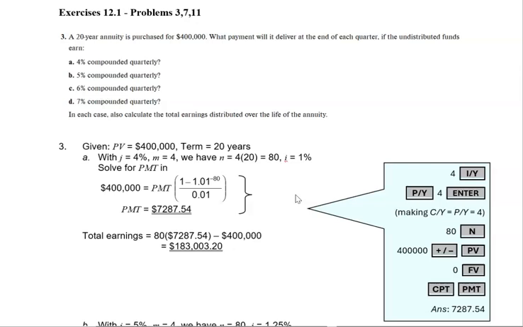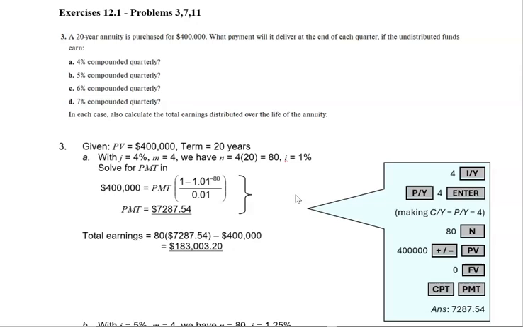So, exercises for 12.1, question 3. A 20-year annuity is purchased for $400,000. So we purchased an annuity for $400,000. We had to give the company $400,000, and now they're going to make payments back to us.